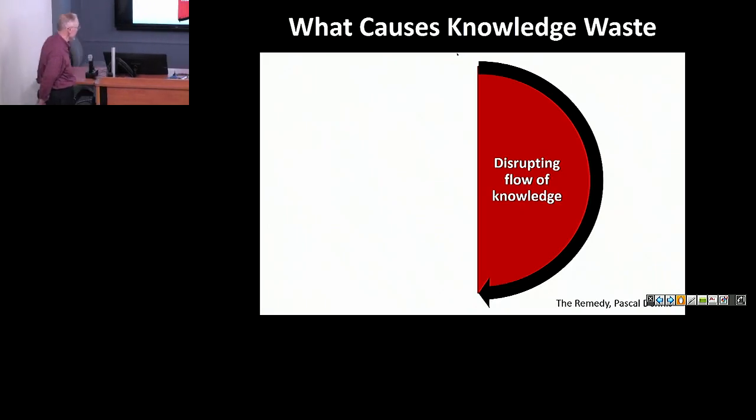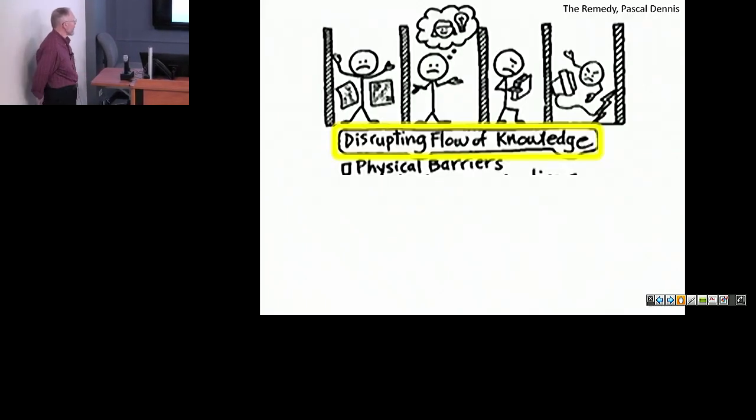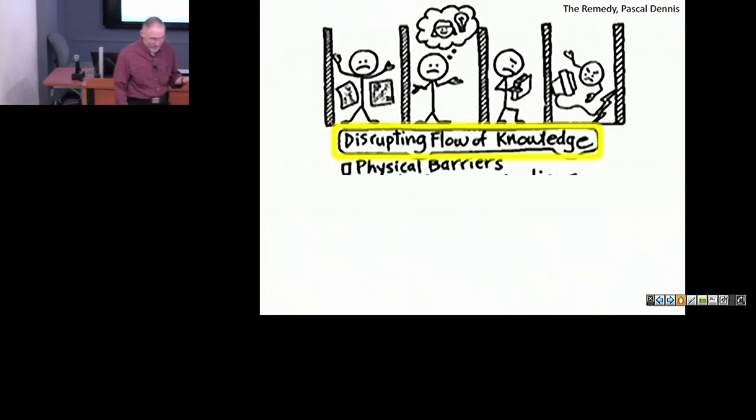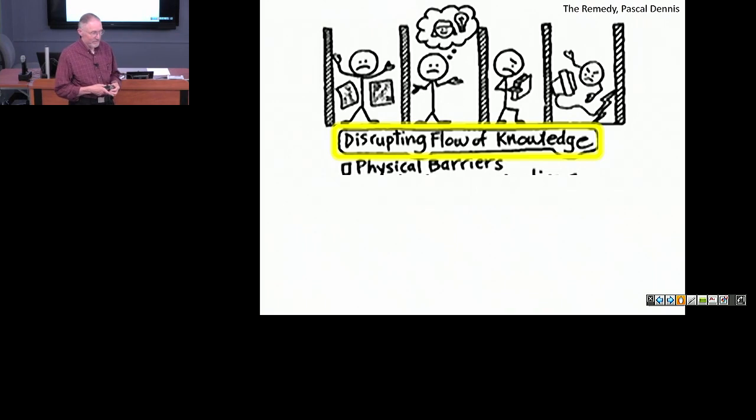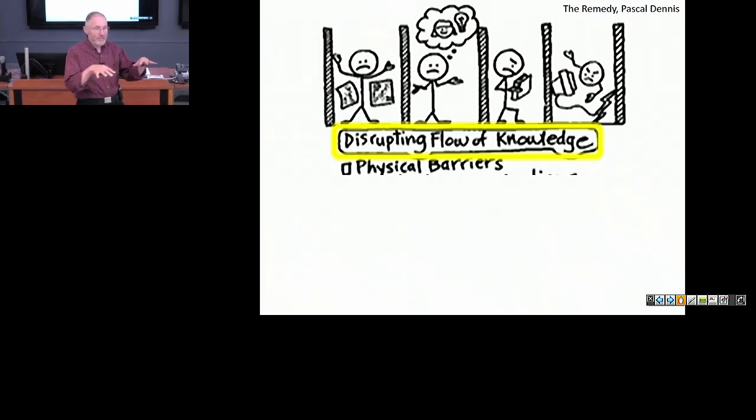The disruption of knowledge. Disrupting the flow of knowledge. Physical barriers. So I can tell you 15, 20 years ago what the standard was, but prior to that, a lot of the support staff at least had offices, right? I mean, that was the thing. You expected that if you were hired as an engineer or something, you'd probably have an office, right? Then that was transformed into what? You would have a cubicle, right?